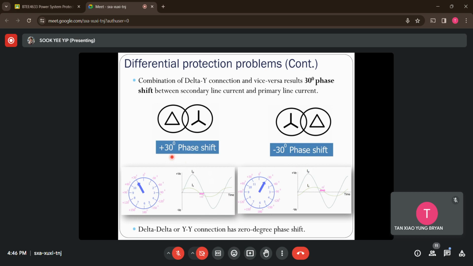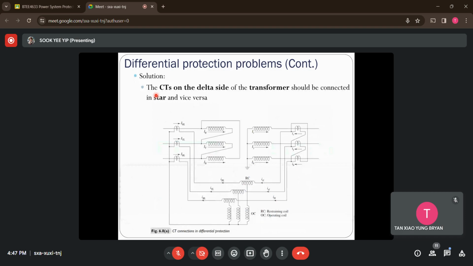But what happens if I have the same connections at both sides, delta-delta or Y-Y connections? This time I will have 0-degree phase shift instead. If there is a phase shift difference between the currents, it will cause spill current to flow in the differential relay, so it will trip the healthy transformer. So what is the solution to solve this phase shift difference between the primary current and the secondary current?